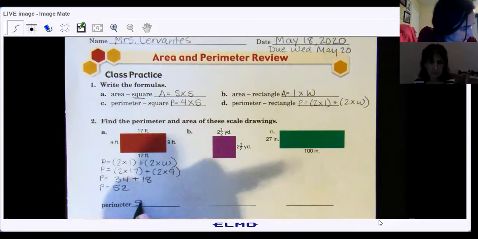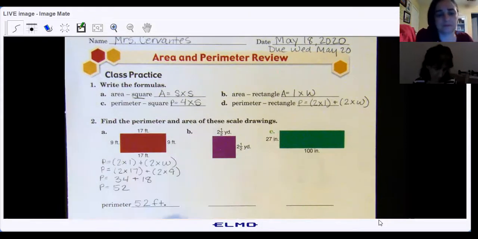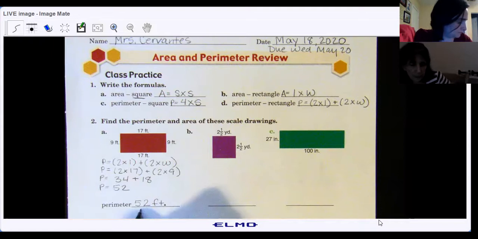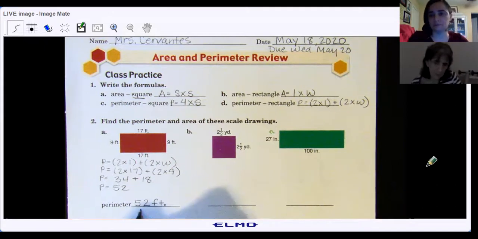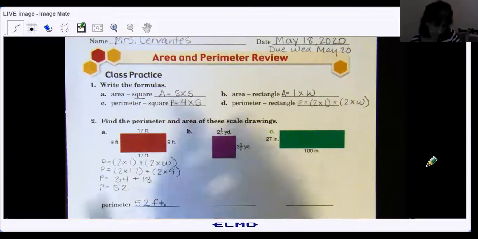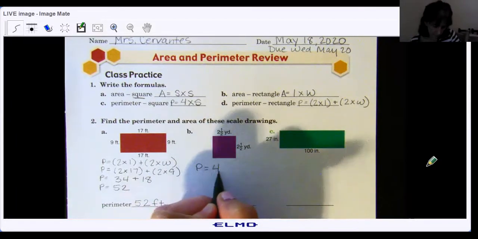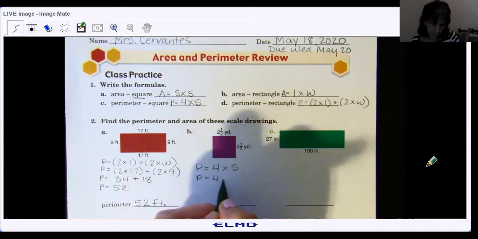All right. Notice they don't put the feet and all that in the figuring out of it because it does get too confusing. So we have to remember to put it in your answer. All right, let's do perimeter of a square. Perimeter equals 4 times S is your formula. You have 2.5. So perimeter equals 4 times 2.5.